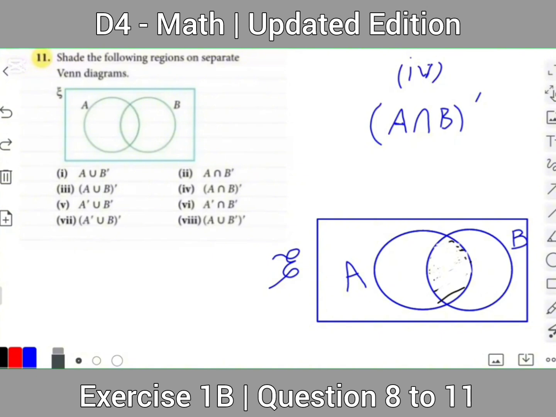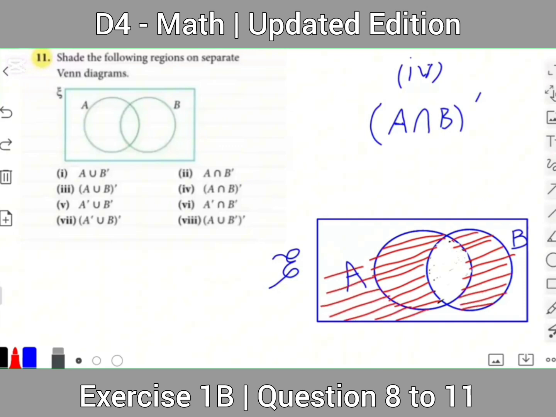So for this, we will use the red color to shade our required region, just like this. So the region shaded in red represents A intersection B whole complement.